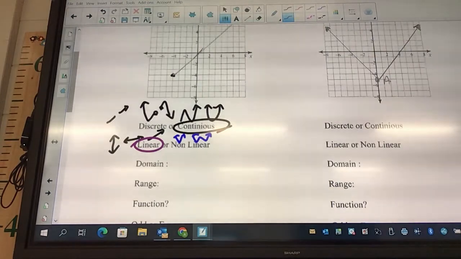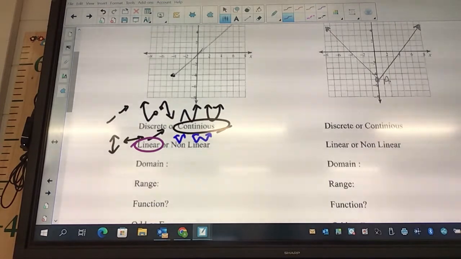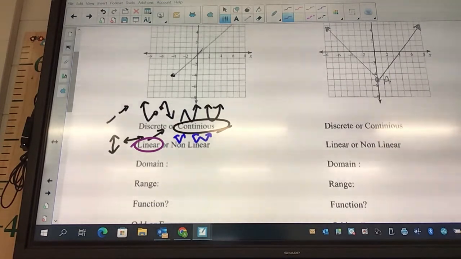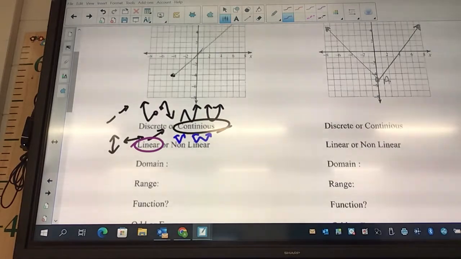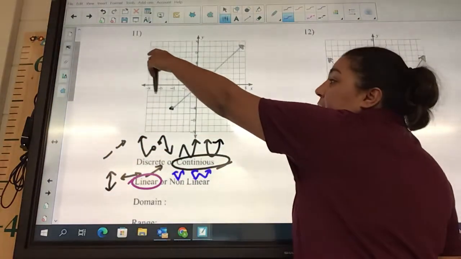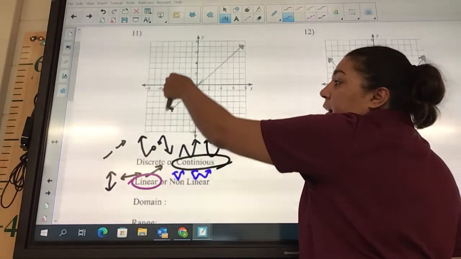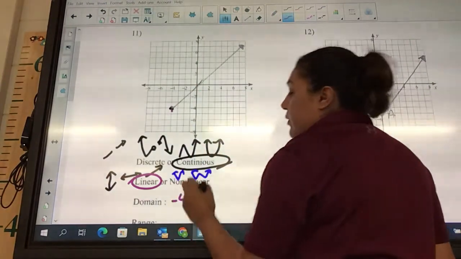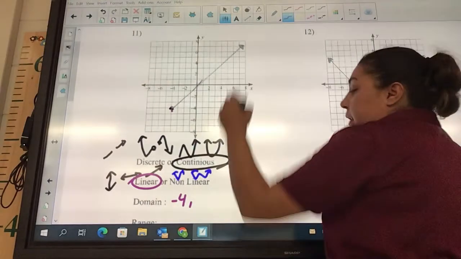Okay, the domain. How do we do the domain? Like this, right? Yeah, we put our pencil up and down. We start from the left and work our way to the right. -4 to infinity, I think. Okay, so we put our pencil like this, and this is the first point that your pencil's going to hit, and that's at -4 to what? Infinity, because there's an arrow.